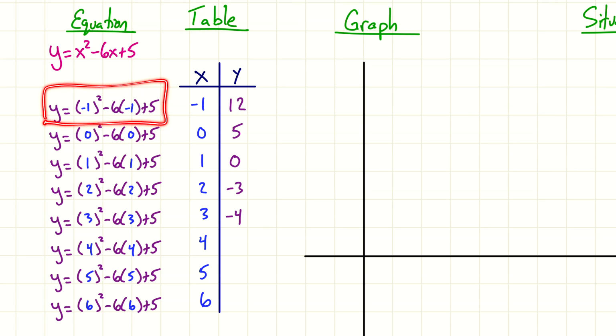Really, it just looks like the original equation. It is the original equation, except I'm replacing all these x's with this x. So this is what we call evaluating. So I'm going to plug in a -1. You'll notice I have parentheses as well. It will change your answer if you do not put parentheses.